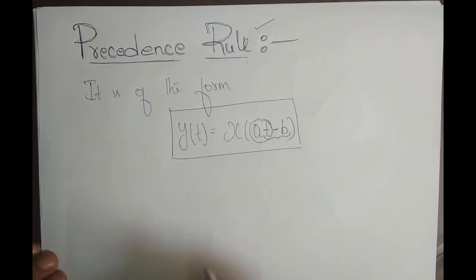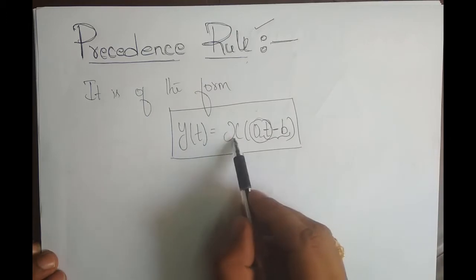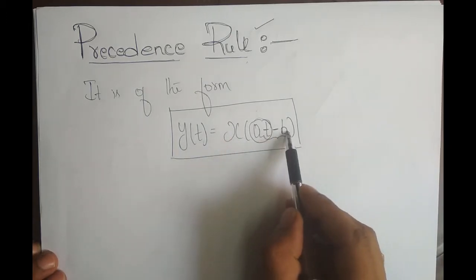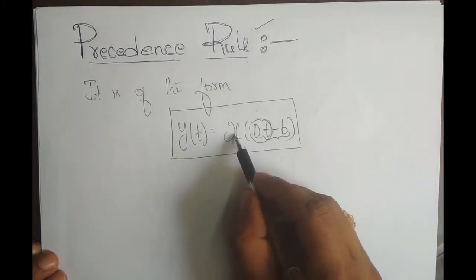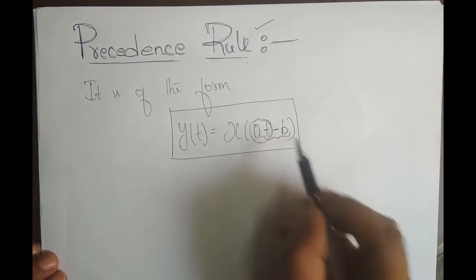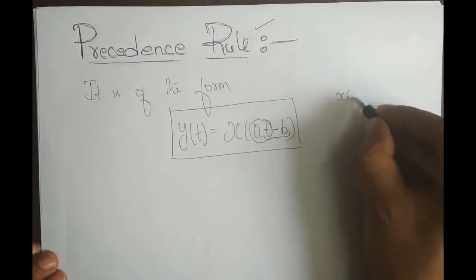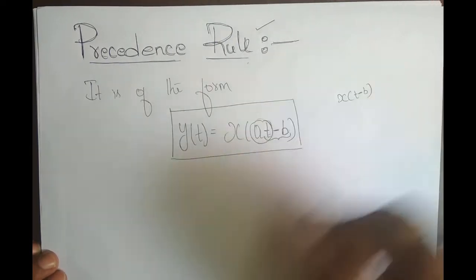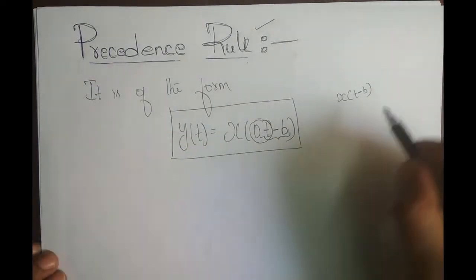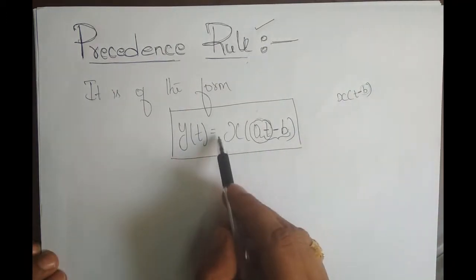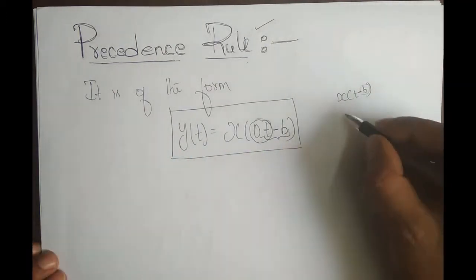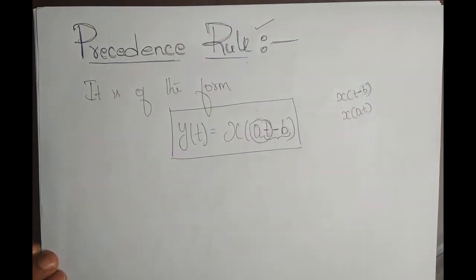It is of the form y of t is equal to x of at minus b. Which part is the time shifting part here? x of t minus b is the time shifting part, right? So I have to shift the signal right by b. Which part has the time scale operation? It is x of a into t, so a is the scaling factor.